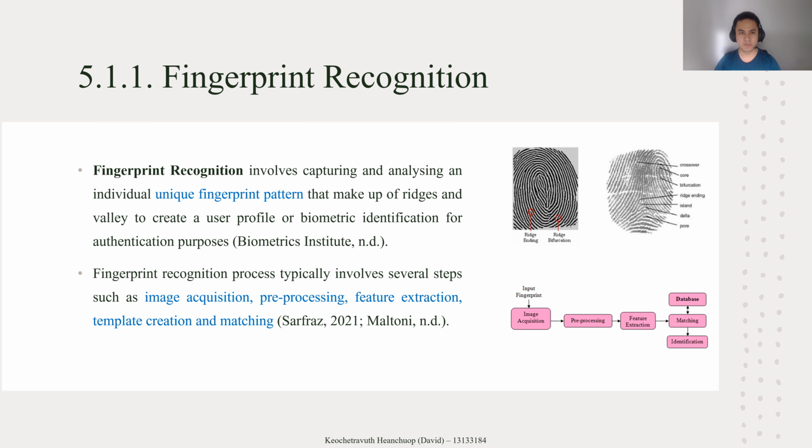Fingerprint recognition is one of the biometric authentication methods that is widely and popularly used due to its high level of accuracy and convenience. This method involves capturing and analyzing an individual's unique fingerprint pattern that is made up of ridges and valleys to create a user profile or biometric identification for authentication purposes. Fingerprint recognition process typically involves several steps such as image acquisition, pre-processing, features extraction, template creation, and matching.